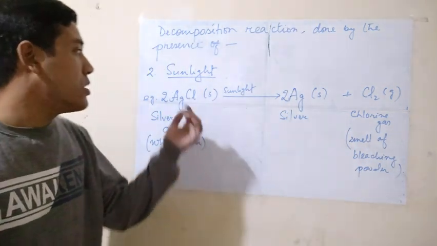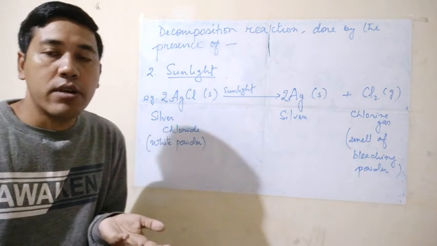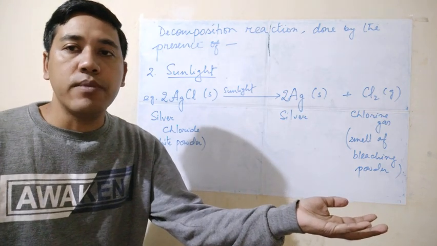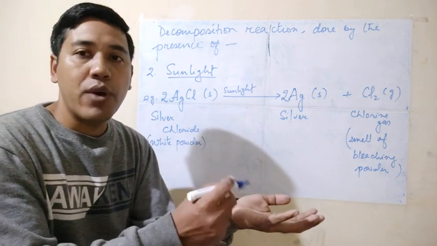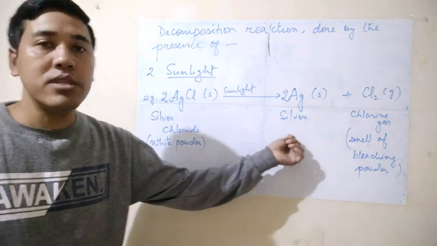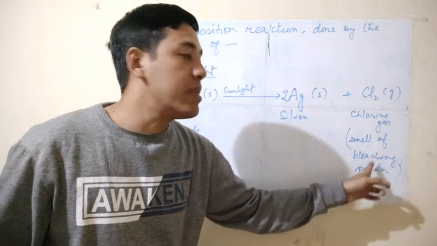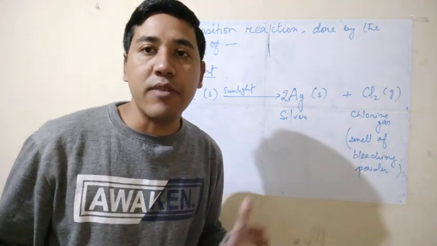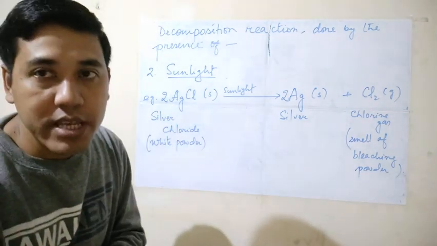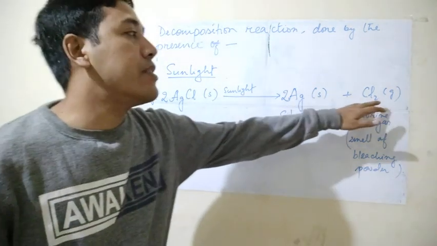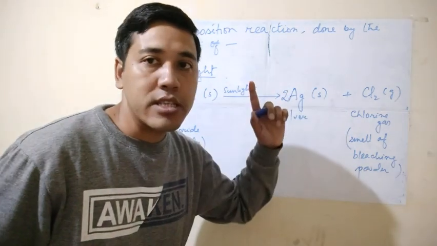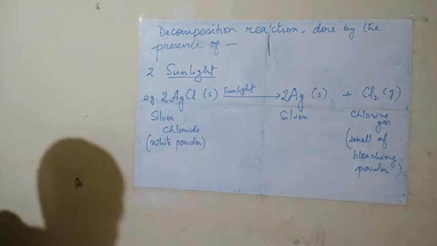When we expose this silver chloride towards the sunlight, after 10 or 15 minutes, the white color of this silver chloride will be turned into the silver color. Along with it produces the smell of the bleaching powder. We can understand from this aspect that silver chloride decomposes into silver metal and chlorine gas. Okay, this is the number 2 example, that is for sunlight. Please copy down.